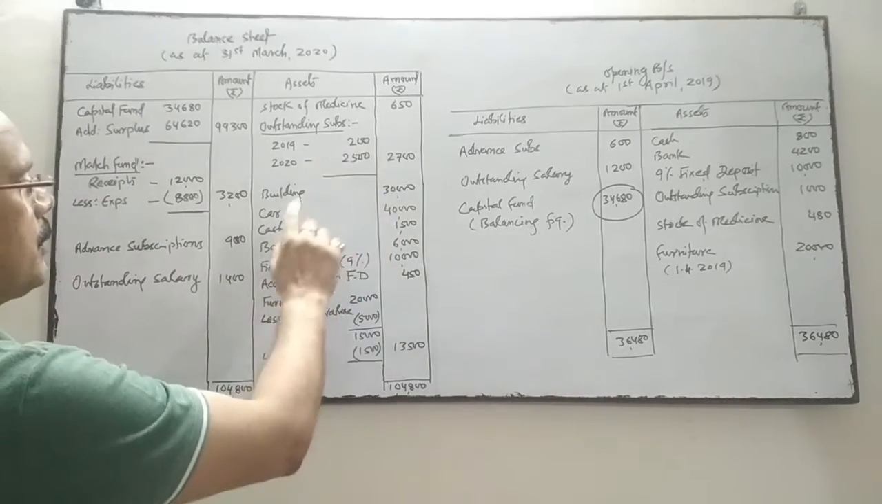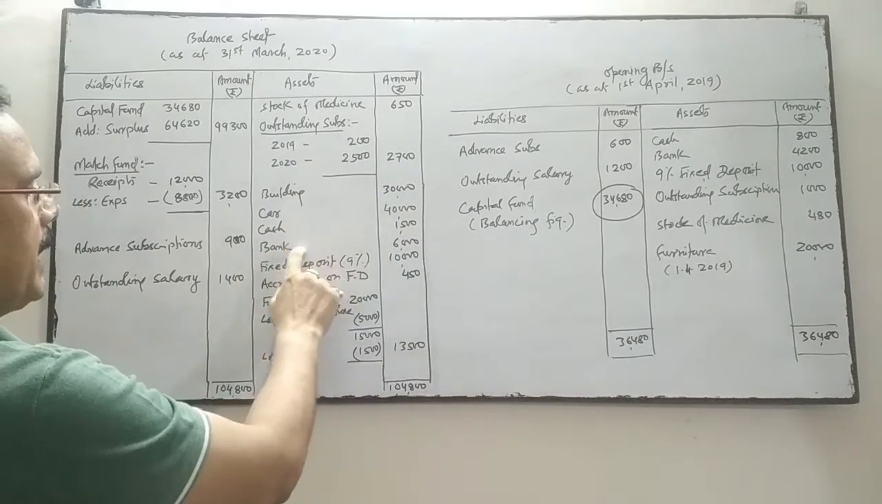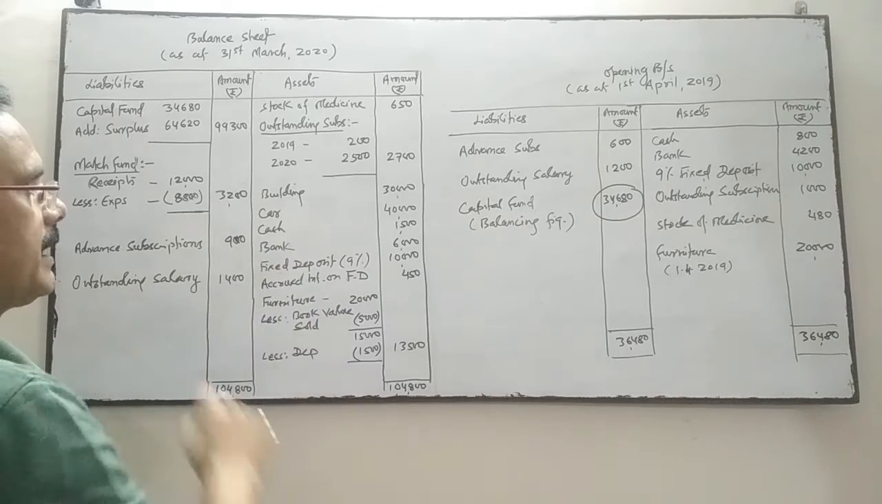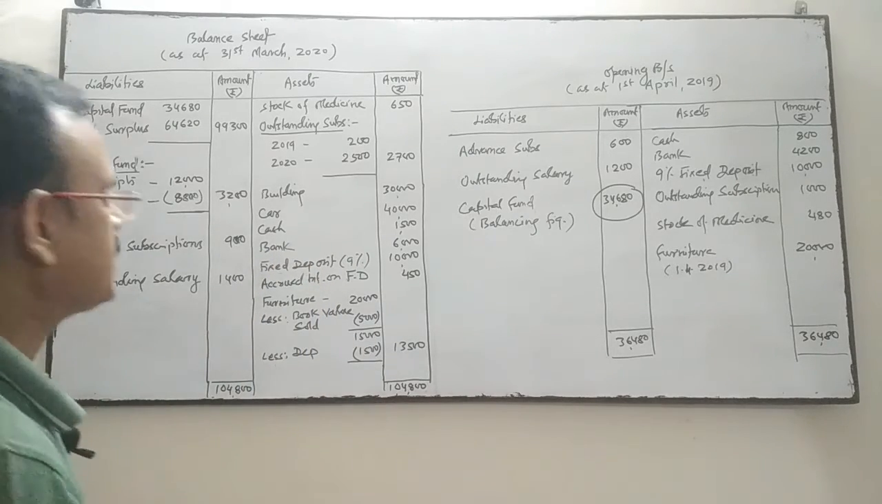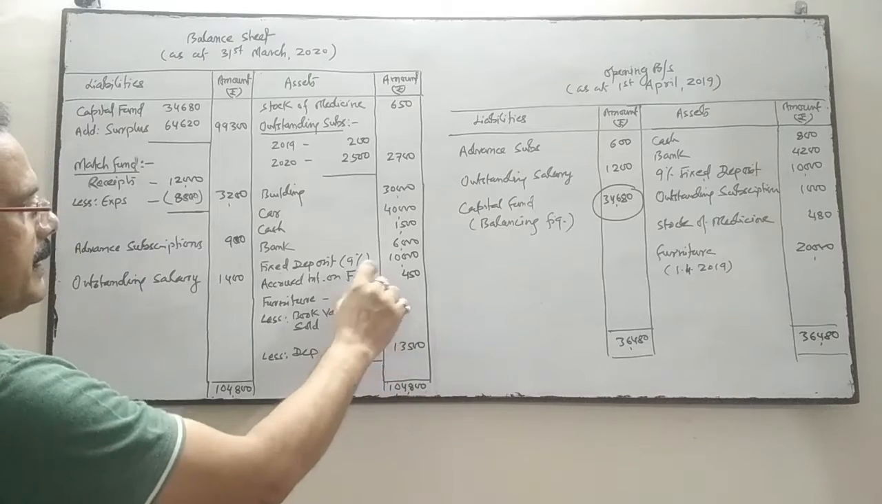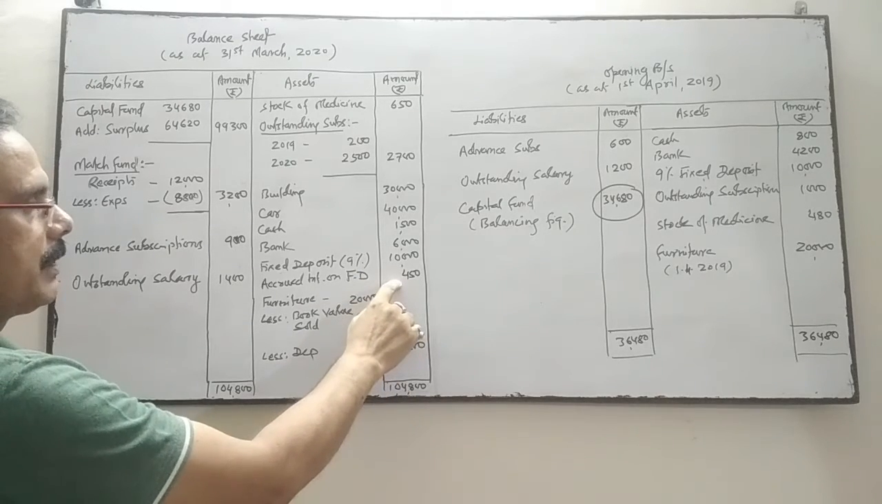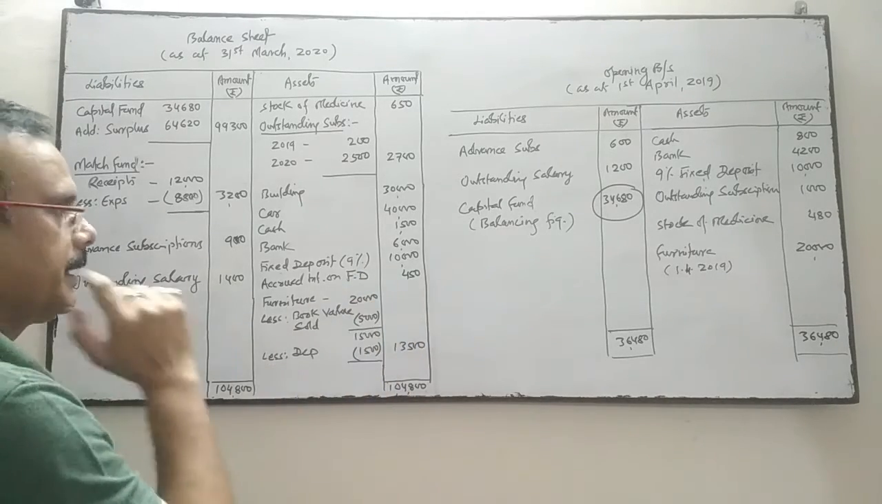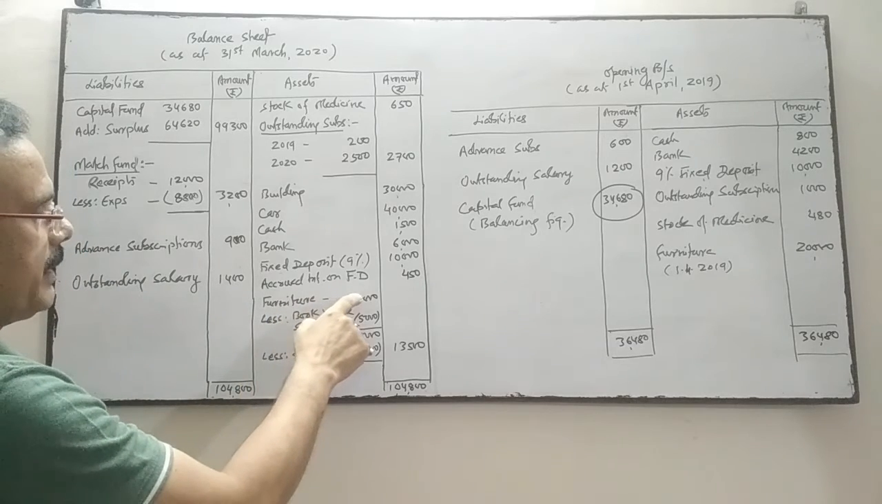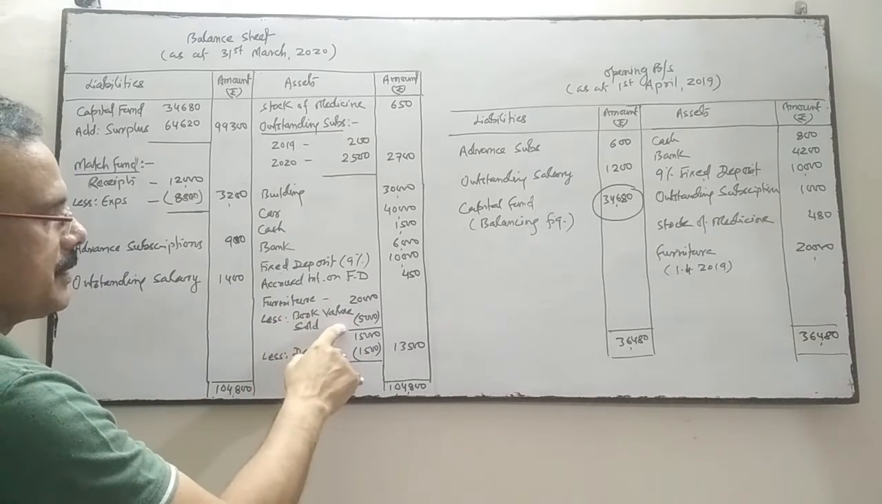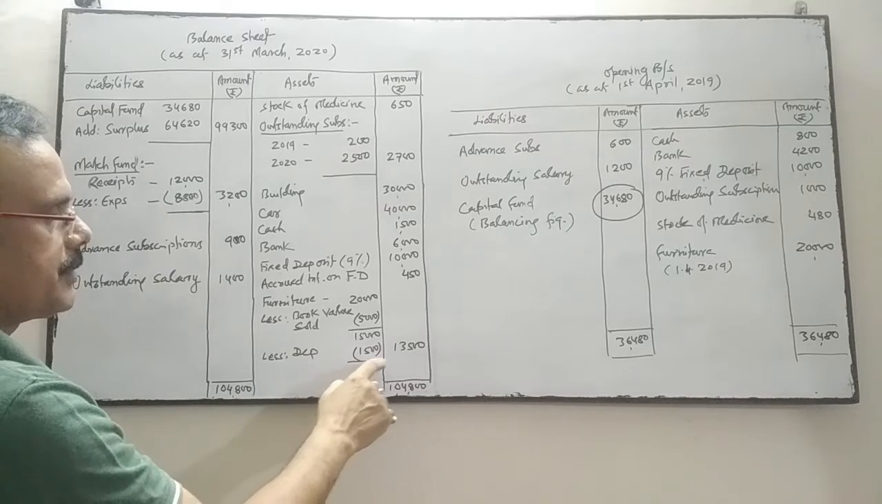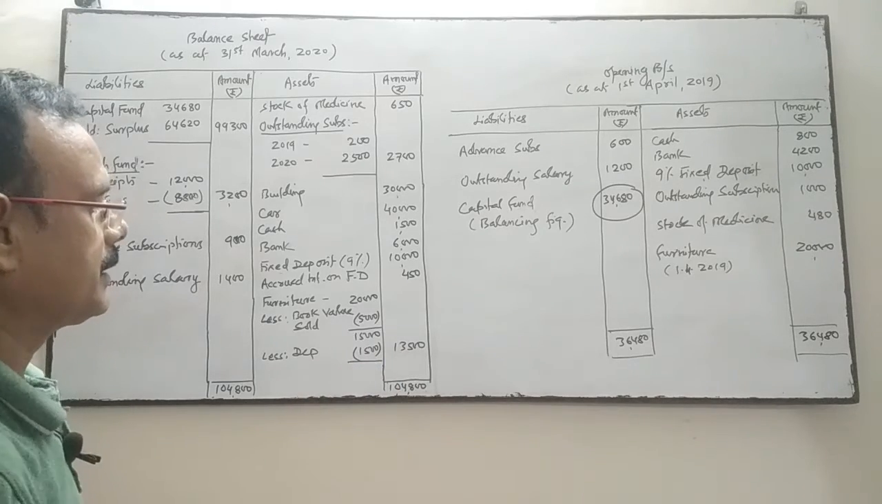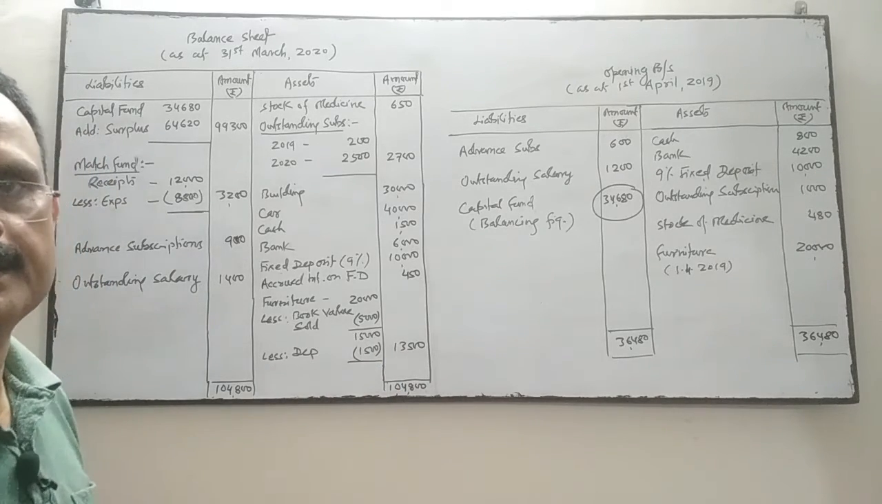Building, directly in the outer column, car, cash, bank and FD. Cash, bank and FD are given in the credit side of the receipt and payment account. Last item, accrued interest on fixed deposit 400, furniture book value 20,000, less book value of furniture sold, less depreciation. Now the final figure of furniture is 13,500.